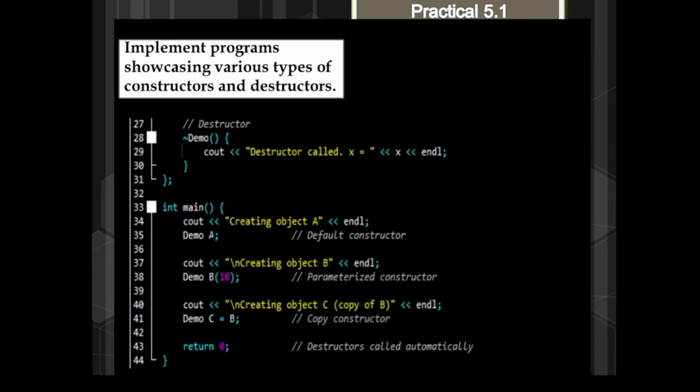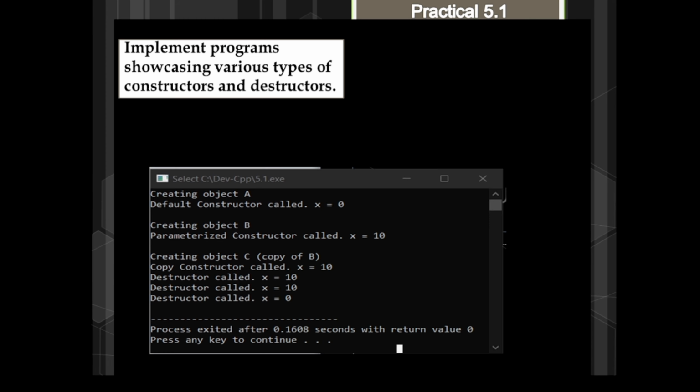So the output would be this, where we are creating object A, default constructor called, x = 0, and creating object B, parameterized constructor called, x = 10. What does it do here? It shows the constructors, which are called when objects are being created. Destructors are called when objects are destroyed. Destruction happens in reverse order.